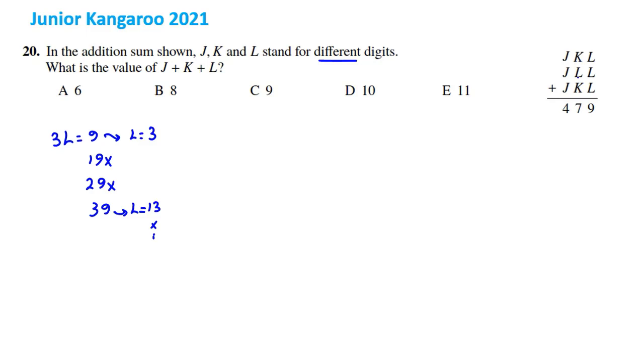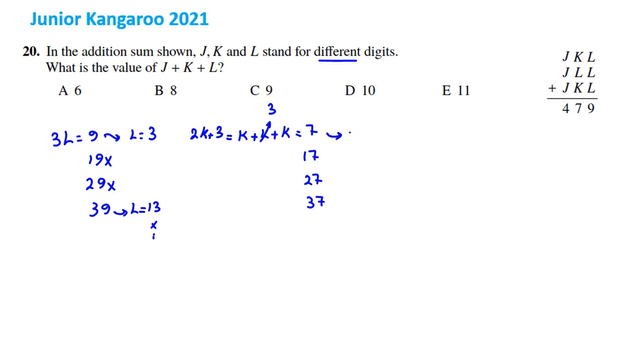Now, K plus L is 7. K plus L plus K is 7, or 17, or 27, and so on, 37. L is 3. So it is 2K plus 3.